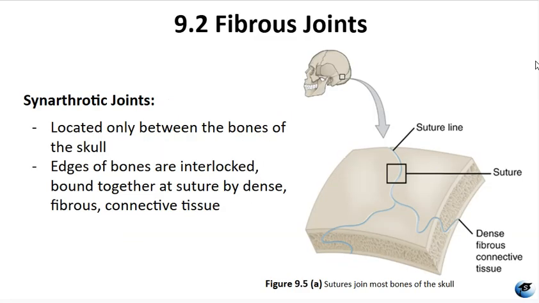So as we've seen, sutures are a type of synarthrotic joint located only between the bones of the skull. Notice how the edges of the bones are interlocked and bound together at the suture by dense fibrous connective tissue. Let's take a moment to watch a clip that better illustrates this.